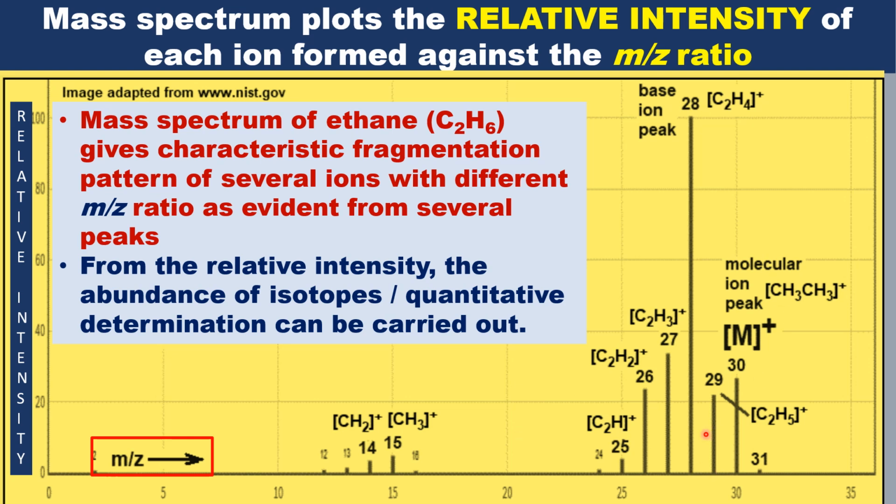There are several peaks. Okay, this is molecular ion peak M plus. The molecular mass of ethane is 30. Okay, because of isotopes you have 29, 31, etc. Carbon 13, carbon 12, carbon 14 and all. From the relative intensity, the abundance of isotopes and quantitative determination of the molecule in the sample can be carried out.